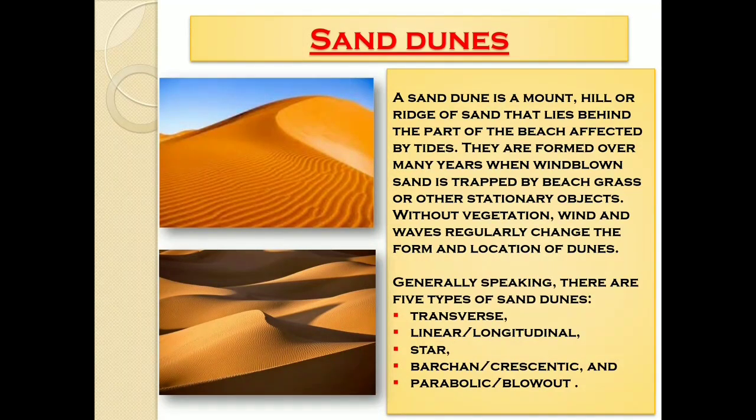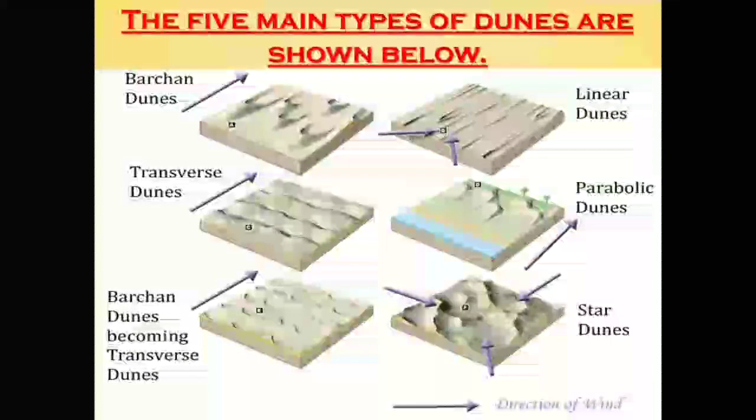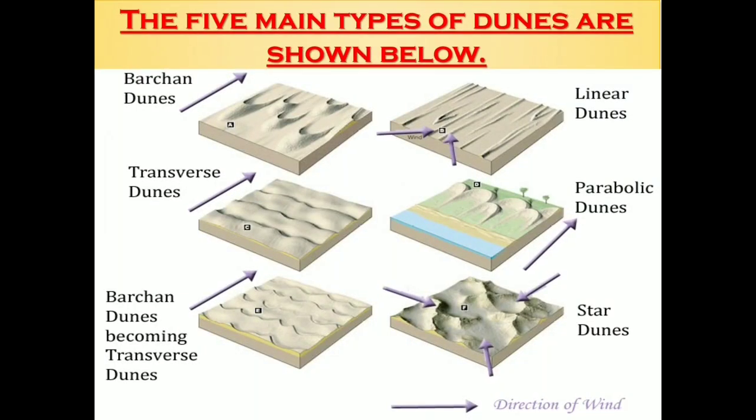Generally speaking, there are 5 types of sand dunes. Number 1, transverse. Second, linear or longitudinal. Third, star. Fourth, barchan or crescentic. And fifth is parabolic, or you can say blowout. These are the 5 main types of dunes which are shown below. The arrow shows the direction of wind. You can see barchan dunes, linear dunes, transverse dunes, parabolic dunes, barchan dunes becoming transverse dunes, and star dunes.